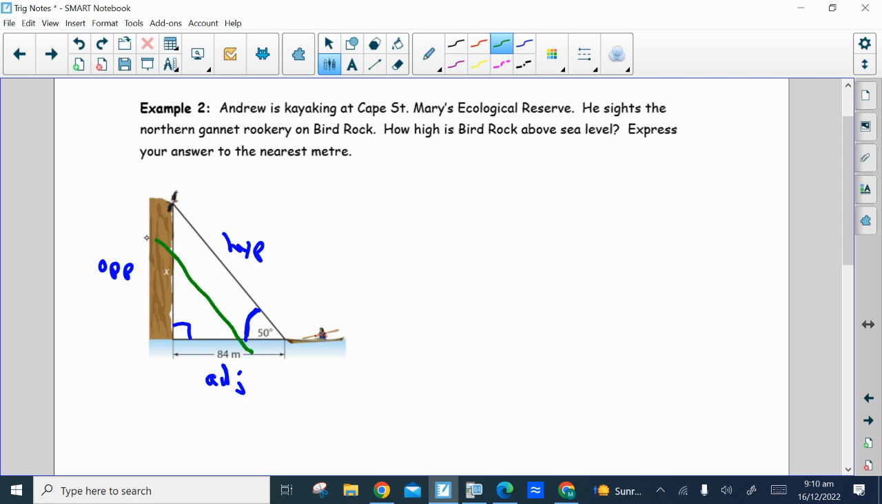In this case, we want to find x, which is the opposite. We're given the 84, which is the adjacent. We are not given the hypotenuse, not asked to find it. We're using opposite and adjacent, which is the tangent ratio. So the tangent of the angle, which is 50 degrees, equals, and TOA tells us that it's O before A, opposite on top, adjacent on the bottom.